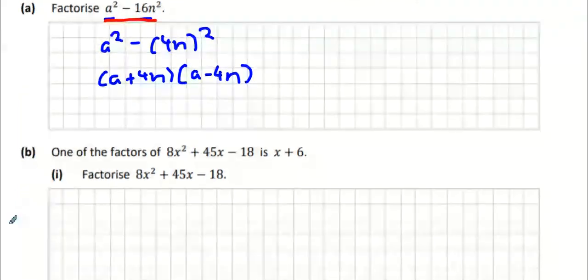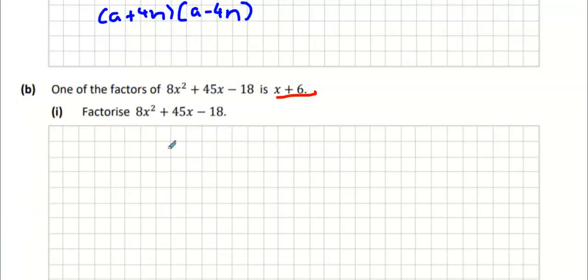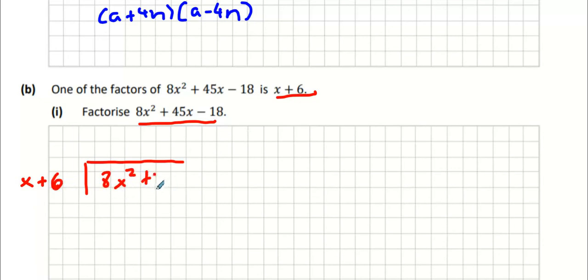One of the factors of this is x plus 6. Factorize this. Well, you can do this two ways. You can do this by long division if you want. So what you can do is say it's x plus 6 and then divide that into 8x squared plus 45x minus 18, because you're told one of the factors already.